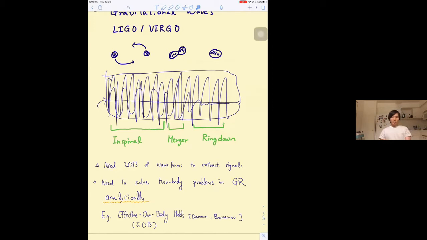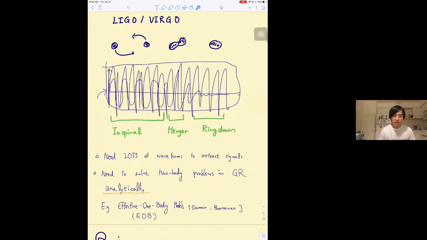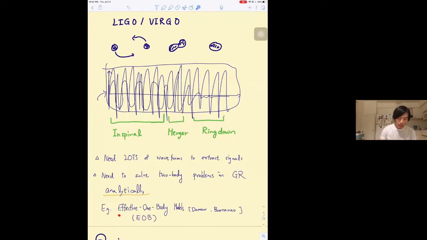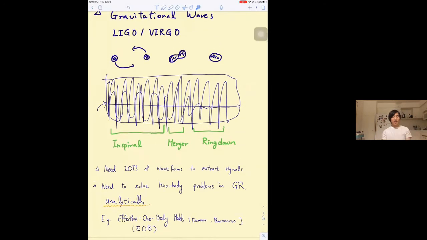So a more practical approach is to use a combination of analytical and numerical data. And this is famously what the effective one-body Hamiltonian models do, sometimes called EOB models. This is by Thibault Damour and Alessandra Buonanno. So basically what this model does is take the data from various stages, for example, some perturbative data from inspiral, and combine it with some numerical relativity, and that produces a waveform that's comparable to numerical relativity.